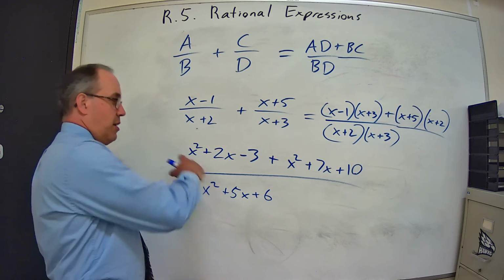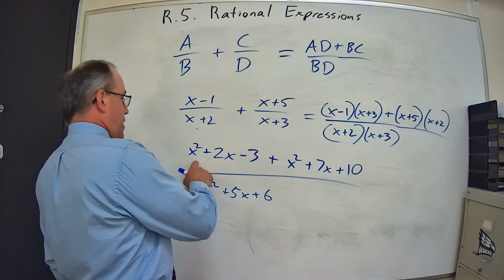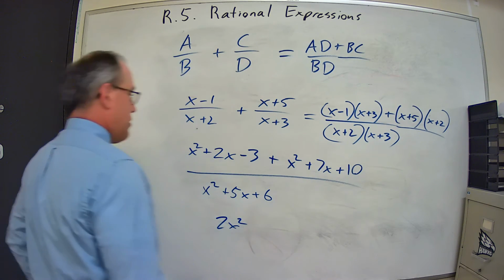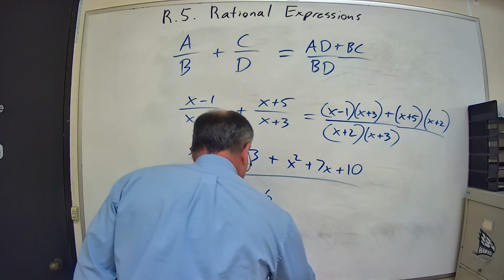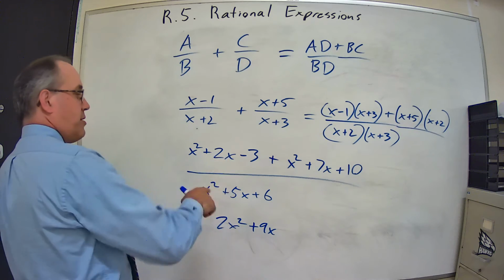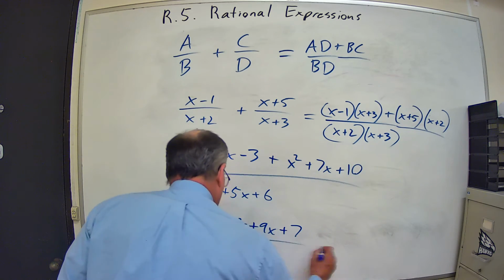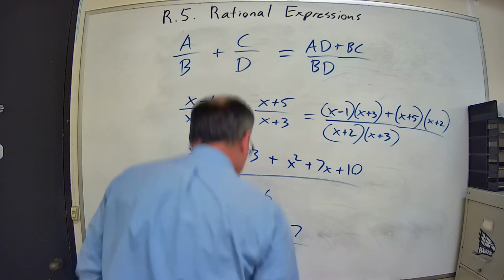And now we combine. So x squared plus x squared gives us 2x squared. 2x plus 7x gives us 9x. Minus 3 plus 10 gives us plus 7, over x squared plus 5x plus 6.